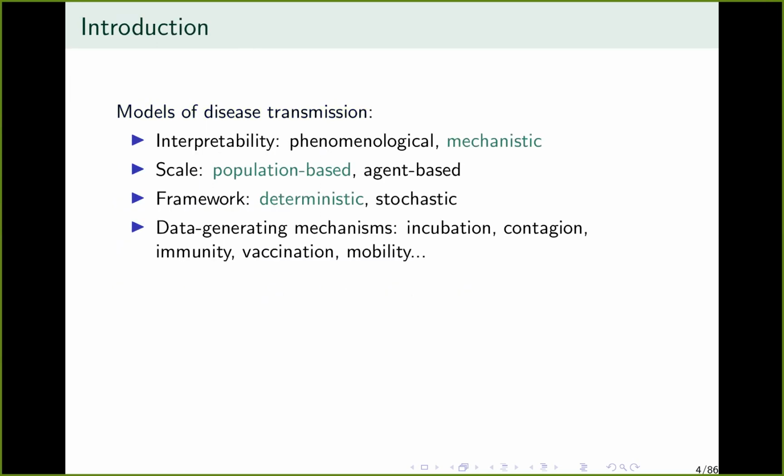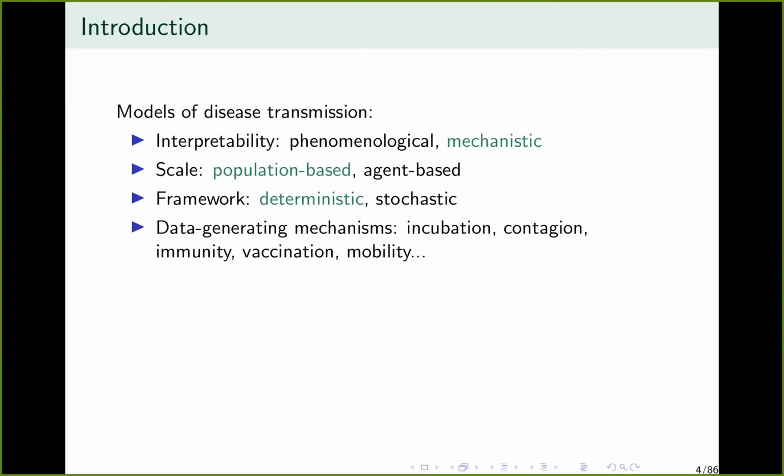There are a lot of different classes of models of disease transmission. And you can think of them as having different characteristics. The first characteristic that we care about to differentiate these models is interpretability. So you have some models that are only phenomenological, and the others are more mechanistic. So you can interpret the value of the parameters to have some meaning in real life. That's what mechanistic means.